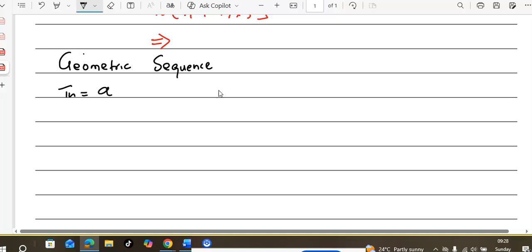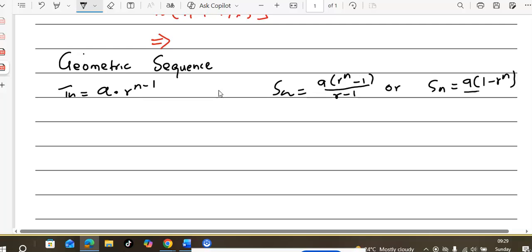Tn is equal to A multiplied by R to the power n minus 1. Okay, and now the sum, I'm going to give you the formula for the sum. The first one is A into R to the power n minus 1 divided by R minus 1, or the other formula that you can use is Sn is equal to A inside the bracket 1 minus R to the n over 1 minus R.